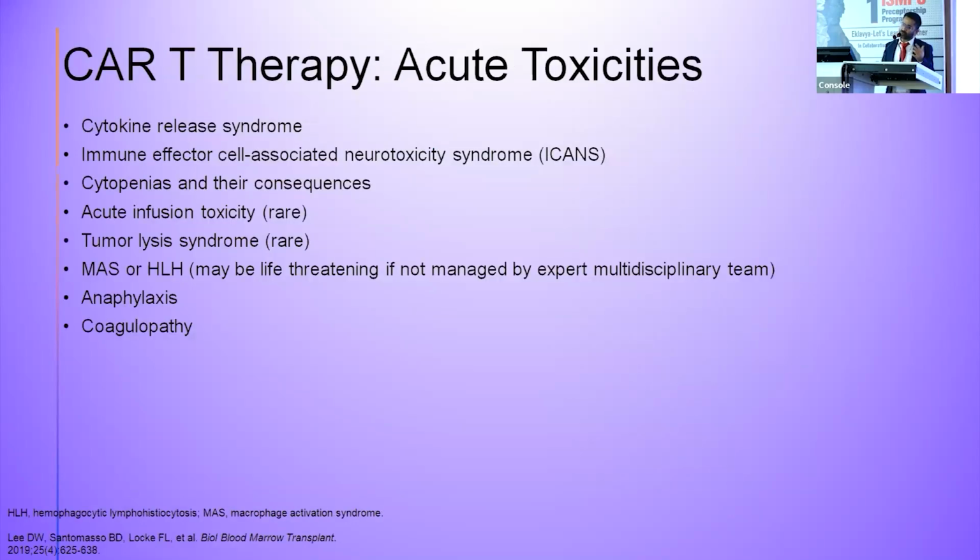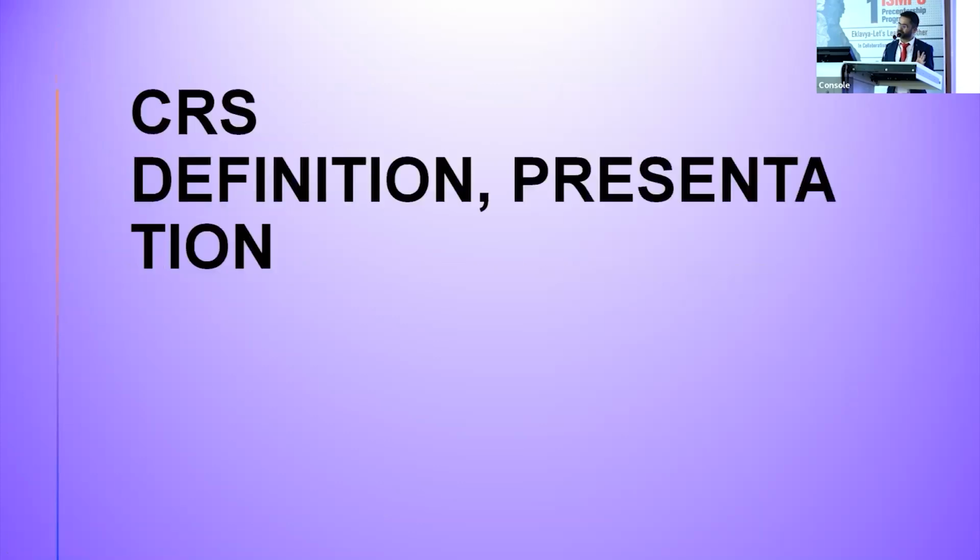So acute toxicities could be CRS, ICANS, cytopenias, persistent cytopenias, not uncommon. Acute infusion toxicities, uncommon. Tumor lysis syndrome, not common. HLH is not so common, but it is a life-threatening problem, and you need to identify it early and treat. Anaphylaxis, not so common.